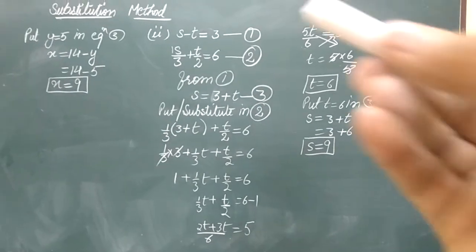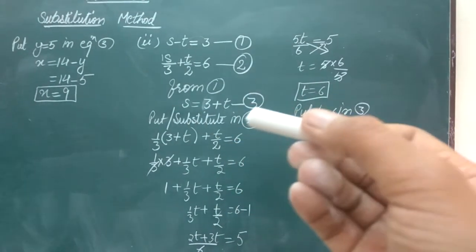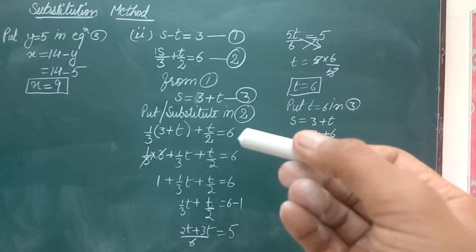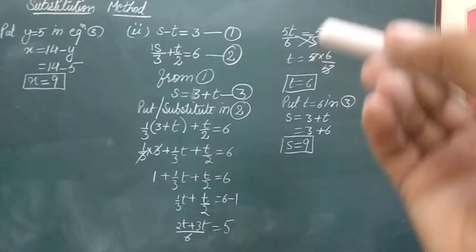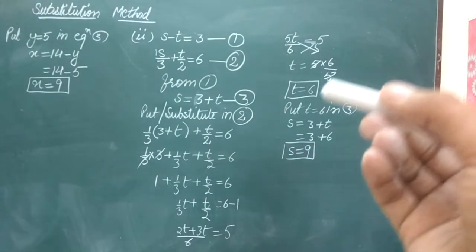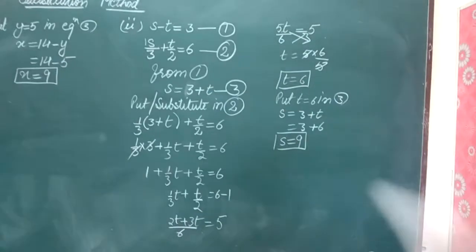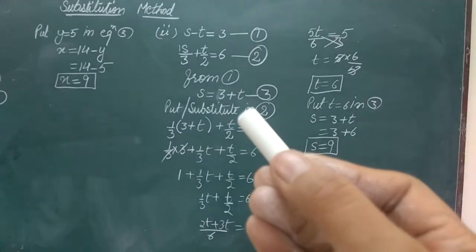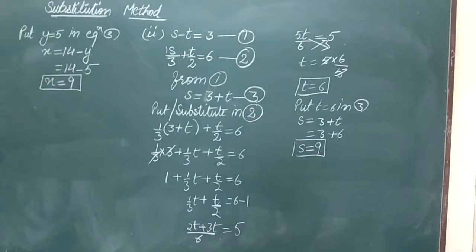Once again I'm repeating, two equations are given to you. Take out the value of one variable from any one equation, then put it in the other equation, solve the complete equation to get the value of one variable, then put the value of this variable in the third equation, or in 1 or in 2. But why am I using 3? Because here the things are already segregated. Already s is alone on the left hand side. So that's why.